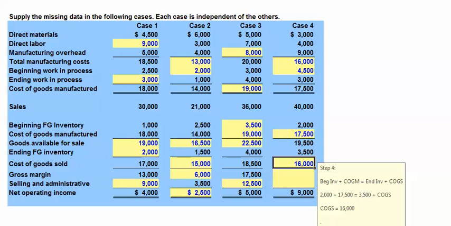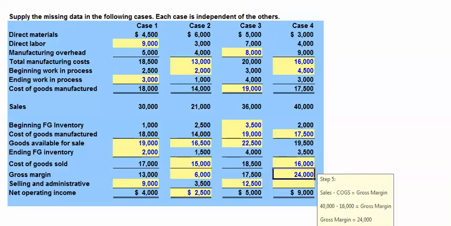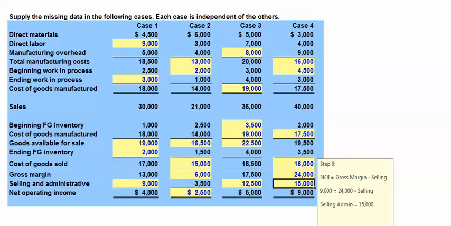Finally, we can solve for our gross margin, and that's going to be our $40,000 in sales minus our $16,000 in cost of goods sold. We have a gross margin of $24,000. And the difference then between our gross margin of $24,000 and our net operating income of $9,000 will be equal to our selling and admin expenses, which will be $15,000.